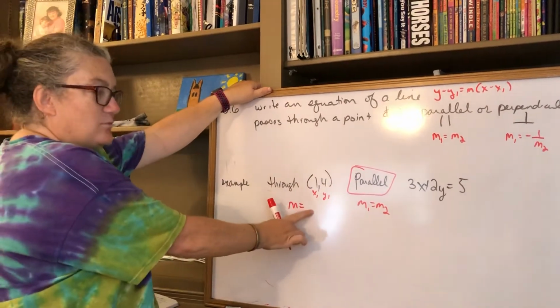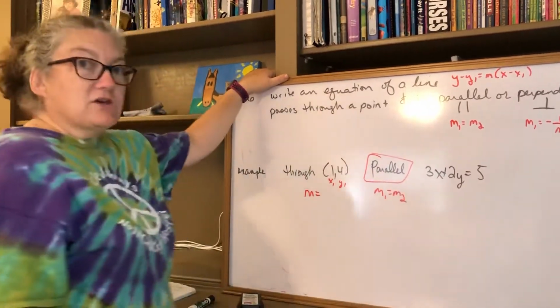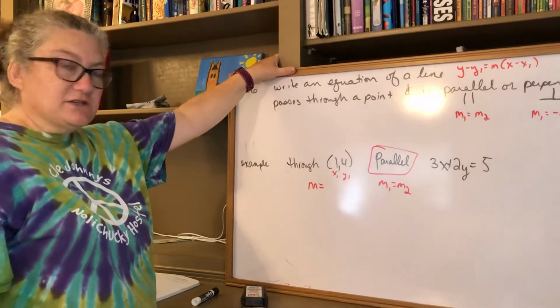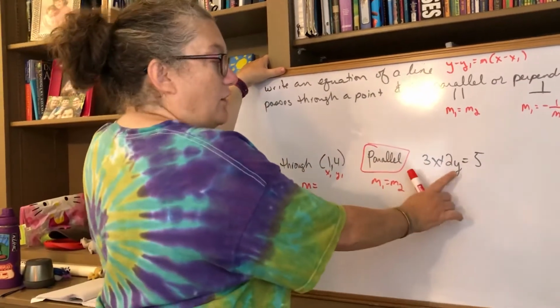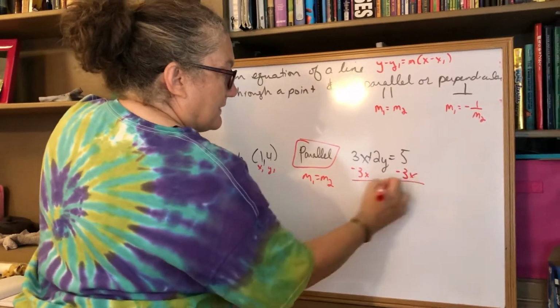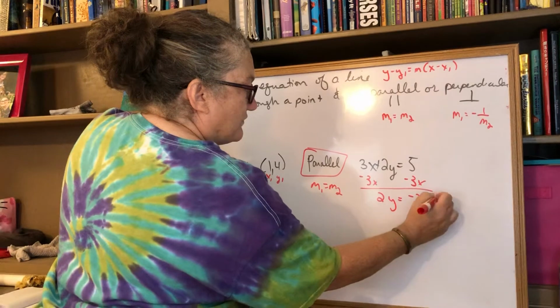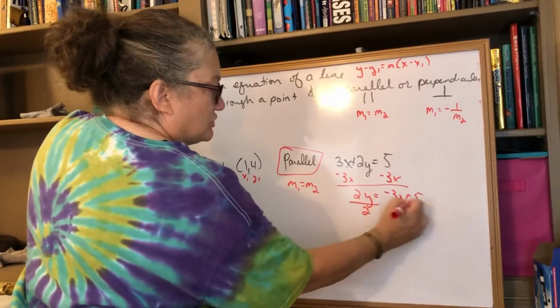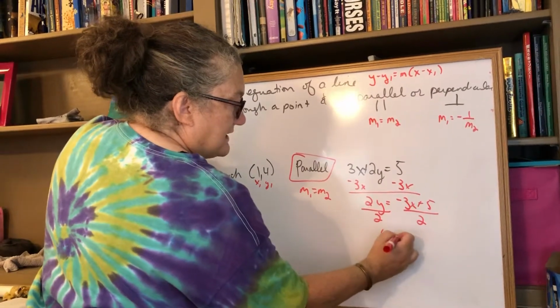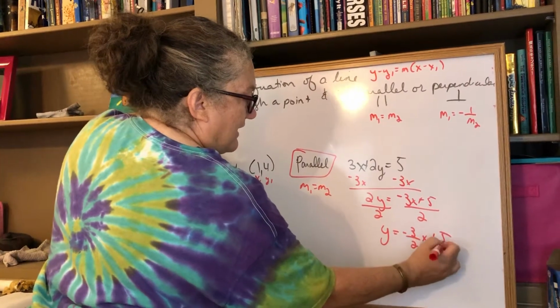So I don't know the slope yet. I'm going to find the slope by finding the slope over here. So how do we find the slope of an equation of a line? We solve for y. So I'm going to subtract 3x from both sides. 2y equals negative 3x plus 5. Divide by 2. y equals negative 3 halves x plus 5 halves.